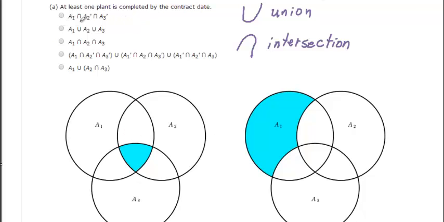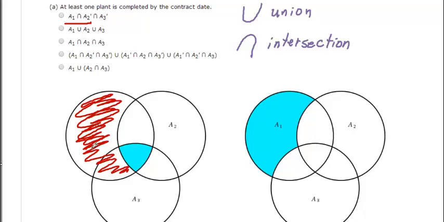Alright, now let's go to a doozy. Let's figure out what's going on with this guy here. I need A1 and what he has in common with what's not in A2. So A1 and what's not in common with A2. So what's not in A2, but what is in A1 would be this section right here.